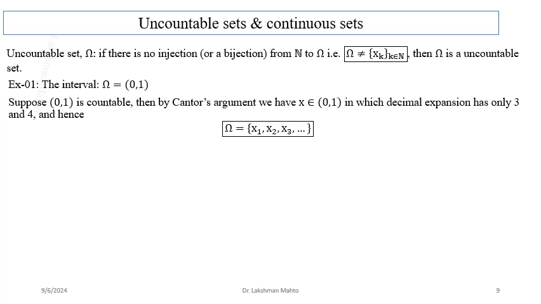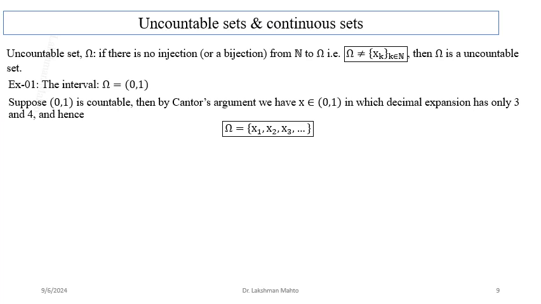For example, you can take the closed interval [0,1] or the open interval (0,1). Can you come up with a sequence that will represent (0,1)? Someone will say 1/n. Can you write all the elements of (0,1) in the form 1/n? It is not possible to write. So (0,1) is an uncountable set. You fail to write it.